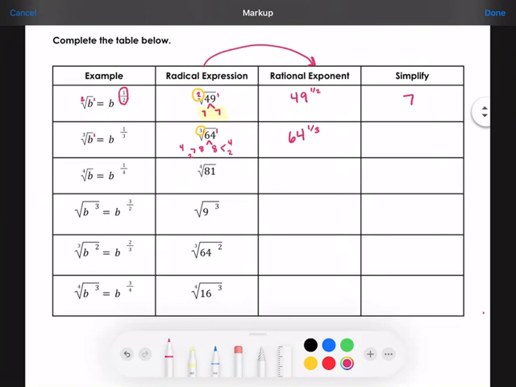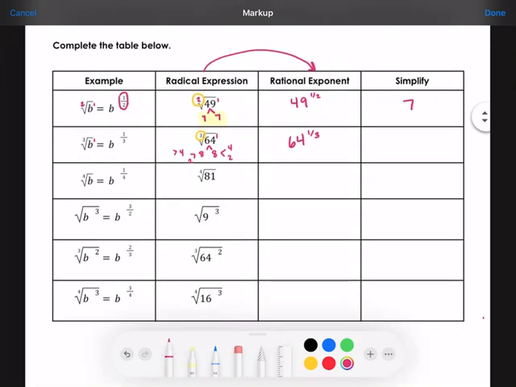I know 8 factors into 4 and 2, and this 8 can factor into 4 and 2. But I still don't have groups of 3. So if I continue factoring, I can factor this 4 into 2 and 2, and this 4 into 2 and 2. Now I should be able to make groups of 3.